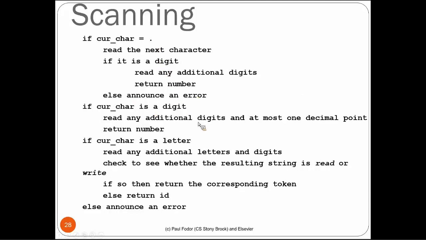If the current character is a digit, then we have to read all the additional digits and at most one decimal point. And once we read that, we return the number. If the current character is a letter, it could be an identifier, so we read the additional letters and digits. We check if those are the read and write keywords, because those are specific keywords. If they are, we return the tokens. Otherwise, we return that it is an ID token. Otherwise, if it's not a letter, not a dot, not a digit, and so on, we announce an error that it is a token that we don't know.